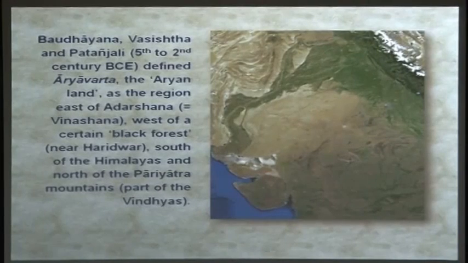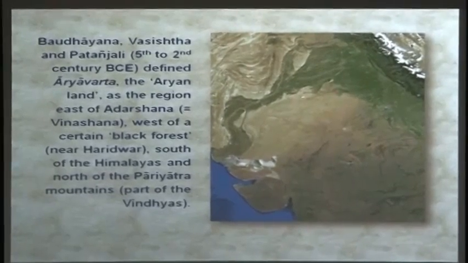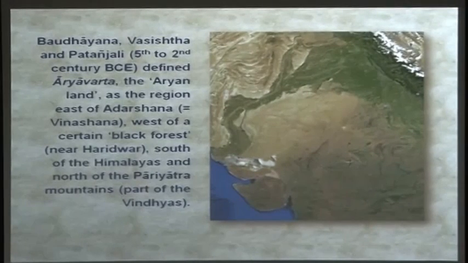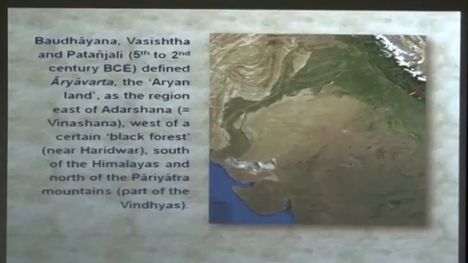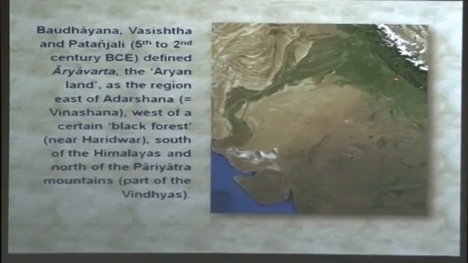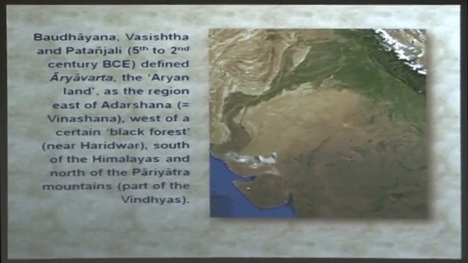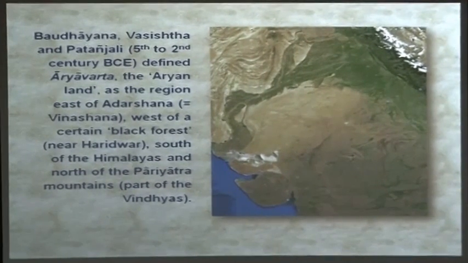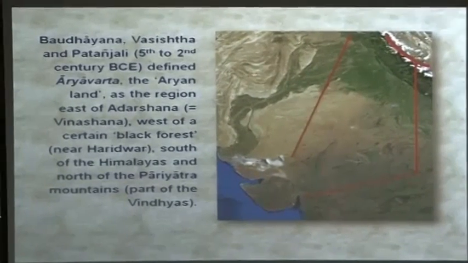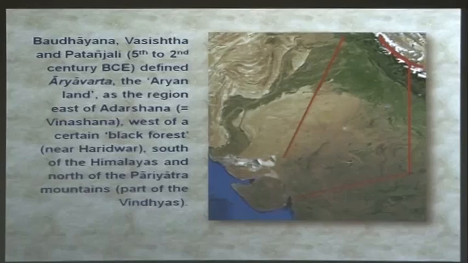Now, Adarshana, of course, means invisible. And it is a synonym in the literature with Vinashana, which is the point where Sarasvati disappears in the desert. Somewhere here, you see, this is the mark still of the Sarasvati. Then west of a certain black forest, which has been identified with the forest which was located near Haridwar, south of the Himalayas, of course, and north of a part of the Vindhyas, which was called in those days Pariyatra. Now, if you put a mark on the map, this is what it would come to. Of course, the straight lines would not be straight, they would not be so clearly defined at all.